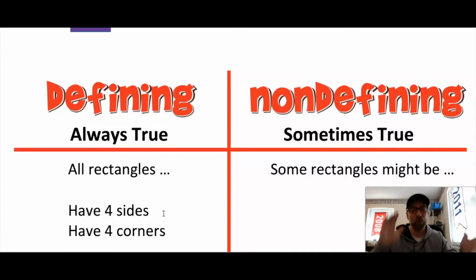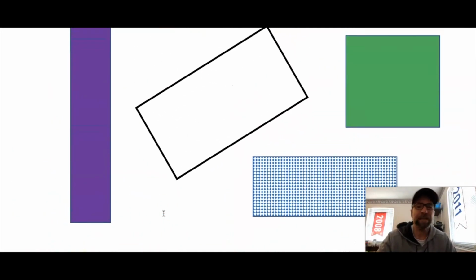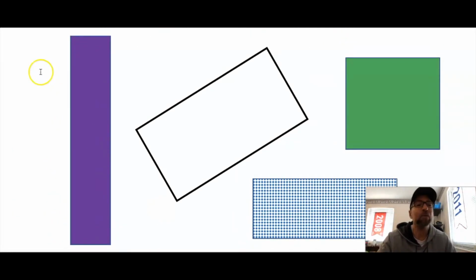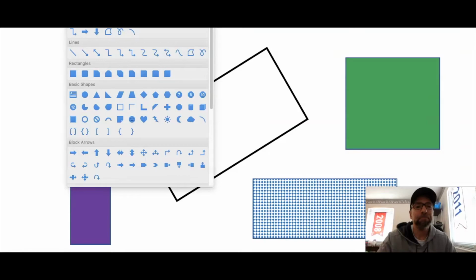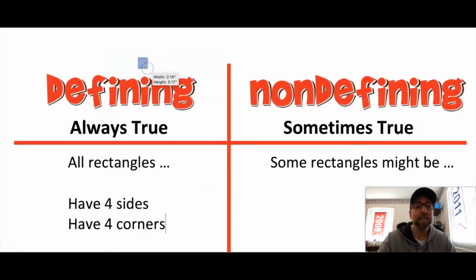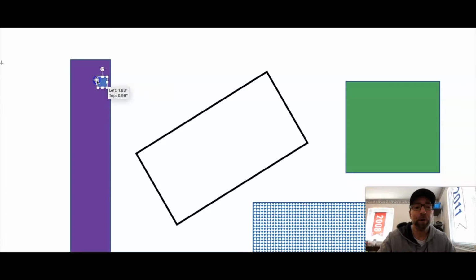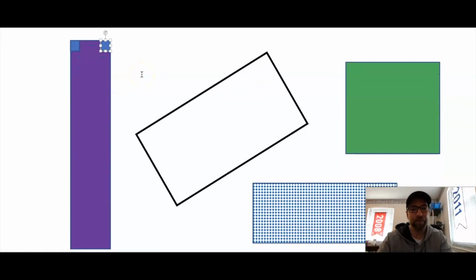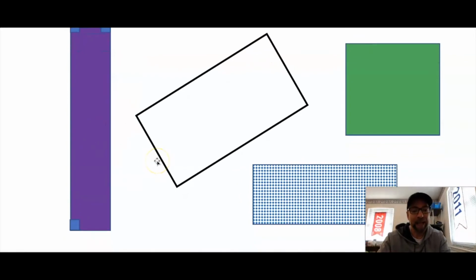It's always true. There's one other thing that's always true about a rectangle. And this is new. We haven't talked about this before. But a rectangle must have a square corner. Look at the corners of our rectangles. The corners of the rectangles are squares. That is a defining attribute of every rectangle. It must have a square corner.